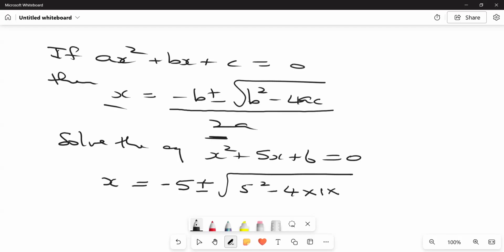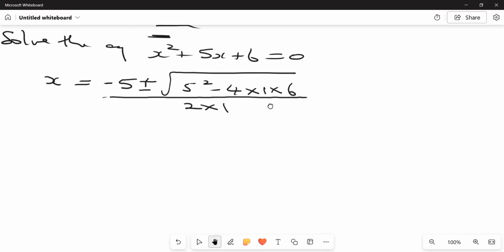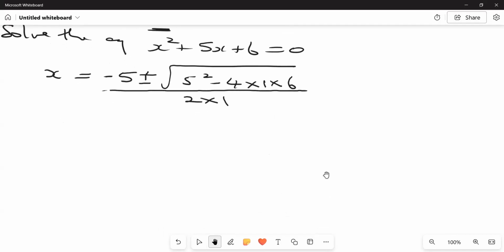Multiply by c. What's c? C is the number at the end here. What's the number at the end here? 6. All over 2 times a, which is again the number in front of x squared. What's the number in front of x squared? It's 1. And now we have to simplify that. So how do we do that? Let's see how we can simplify that.